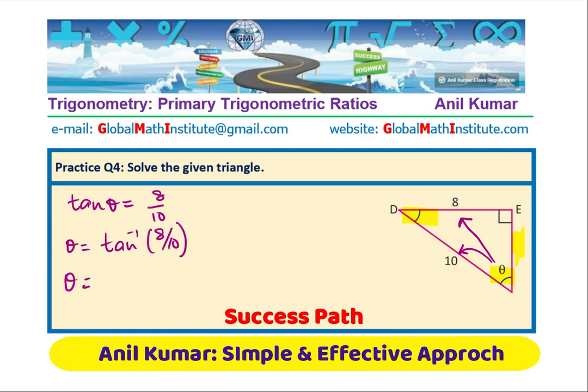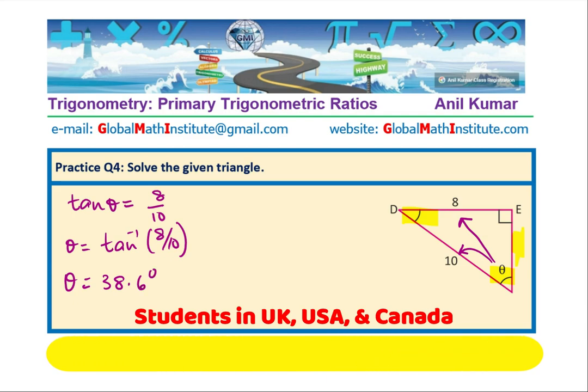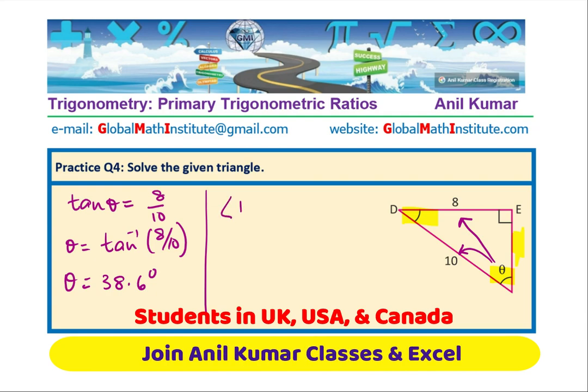So theta is equal to what? Use your calculator. You may round it, right? Okay. So shift tan inverse 8 divided by 10, and you get 38.659. So we'll write 38.6 degrees. When this is 38.6 degrees, then the angle D is what? So the angle D, which I could write here as 90 degrees minus 38.6. Makes sense?